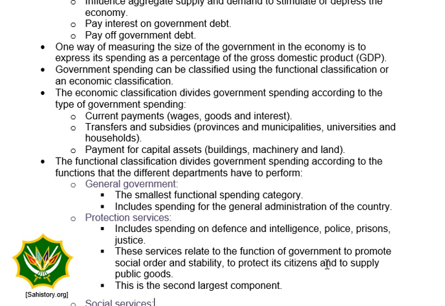Now, your government spending is classified in different ways. We are specifically going to look at the functional classification and the economic classification. We did look at this last year as well, so this is basically revision. Your economic classification divides government spending according to the type of spending. What type of spending is the government doing? There's a distinction made between current payments, transfer payments and subsidies, and then payments for capital assets.